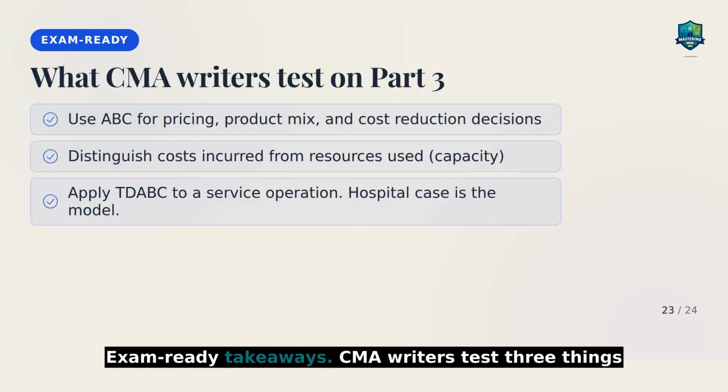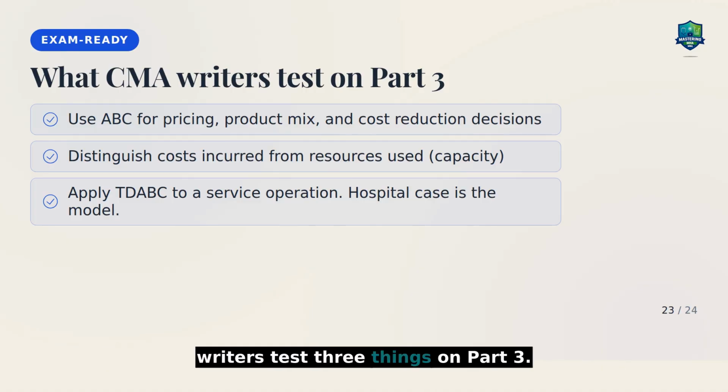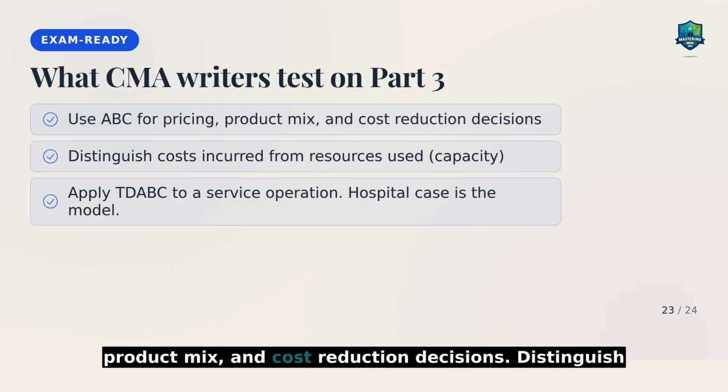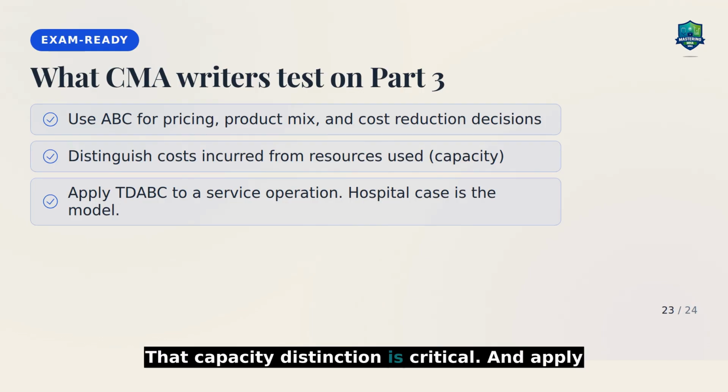Exam-ready takeaways. CMA writers test 3 things on Part 3. Use ABC for pricing, product mix, and cost reduction decisions. Distinguish costs incurred from resources used. That capacity distinction is critical. And apply TDABC to a service operation. The hospital case is the canonical exam scenario.